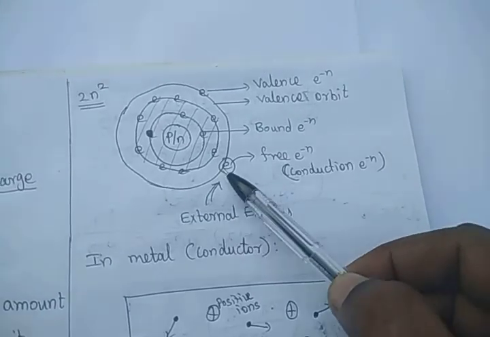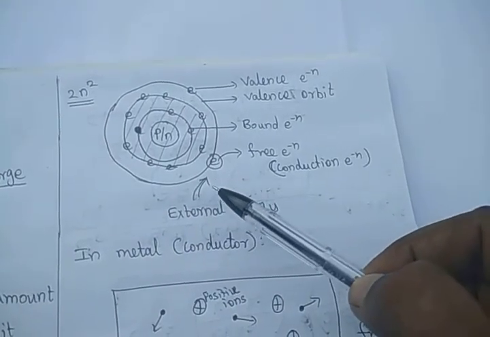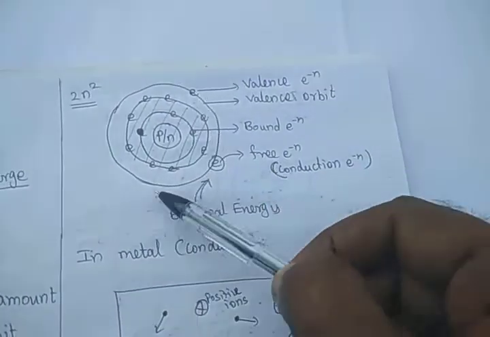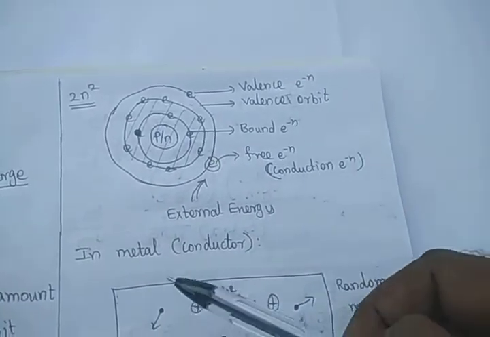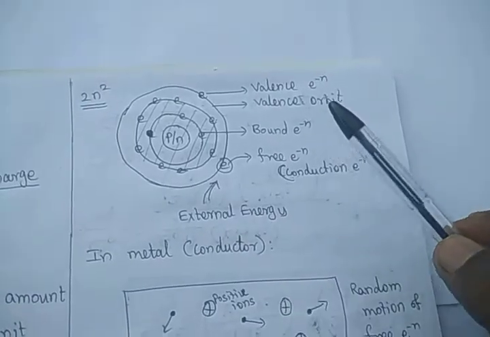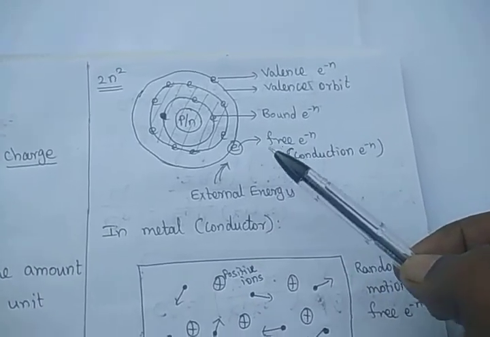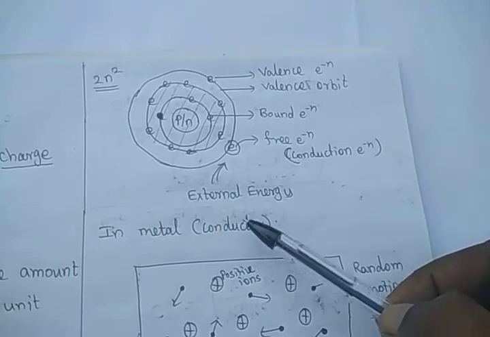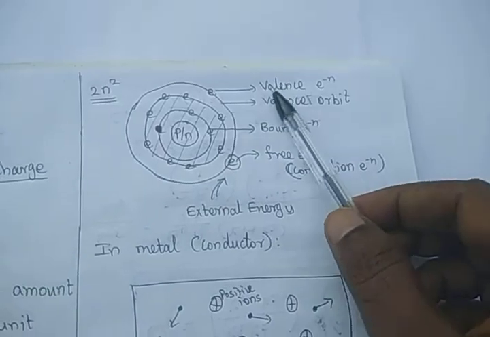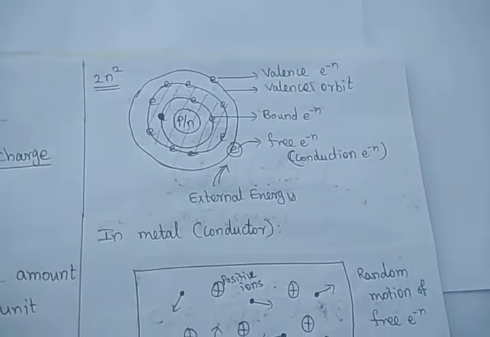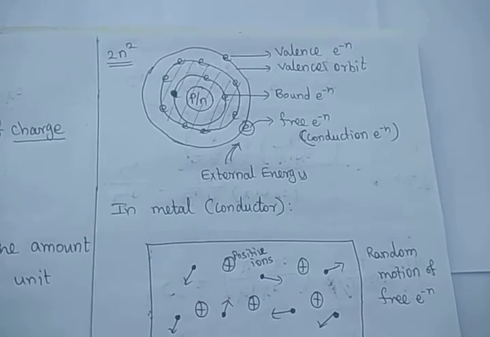When external energy is supplied to any material, it is supplied to the atoms too. So what will happen? The outermost electron in an atom gains extra energy and is ejected out from the atom. It is not ejected out from the material, it is ejected out from the atom. Thus we can define this process as ionization. The process of removing an electron from an atom is called ionization. The same thing happens here. When external energy is supplied, the valence electron is ejected and becomes a free electron. That electron is called a conduction electron.